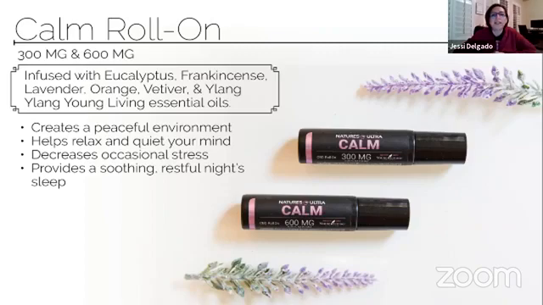So this one is infused with eucalyptus, frankincense, lavender, orange, vetiver, and ylang ylang Young Living essential oils. It's a roll-on, so you can put it on your wrist, your back, your neck, or the bottom of your feet, whatever you like. It already comes in a roll-on form, so it's really convenient. You can carry it in your purse and use it whenever you feel like you need to calm down.